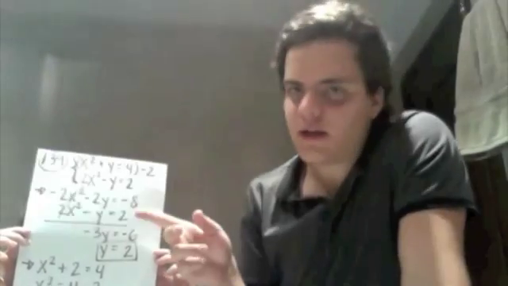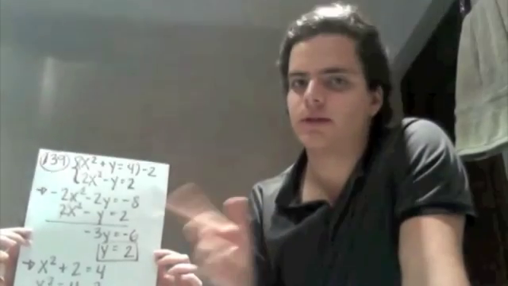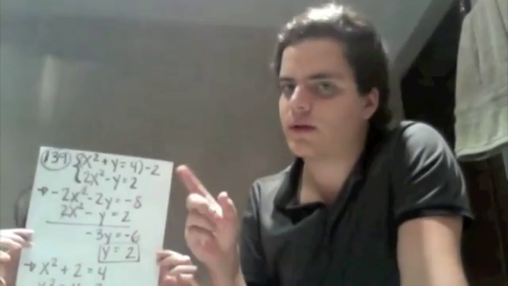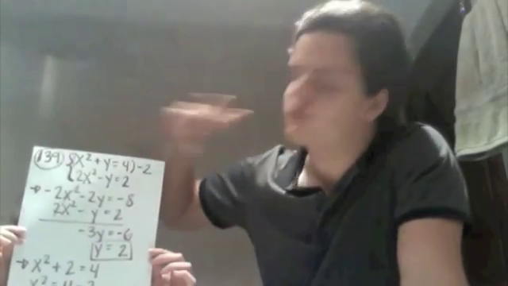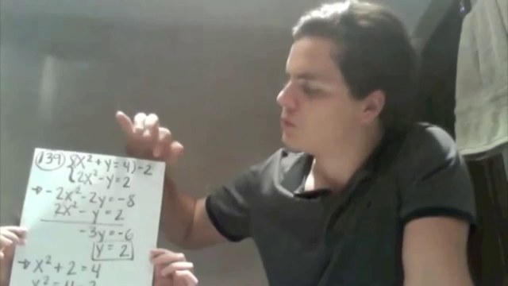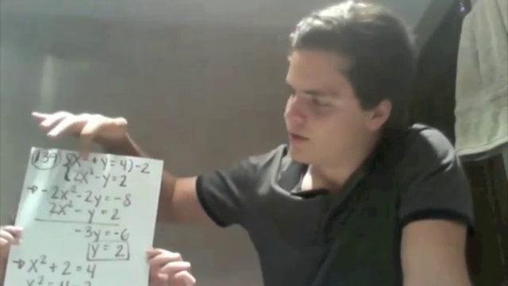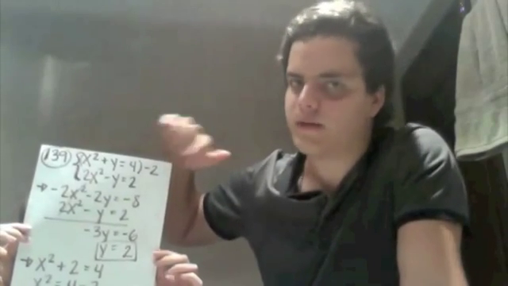In problem 139, we have to eliminate one of two variables. In this case, we chose to eliminate the variable x. Since the two x's are positive, we have to multiply by a negative number. And here's a 2, so we'll multiply by negative 2.